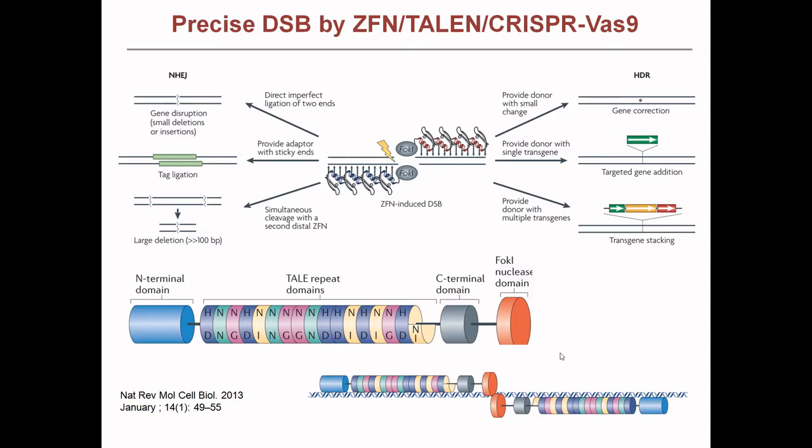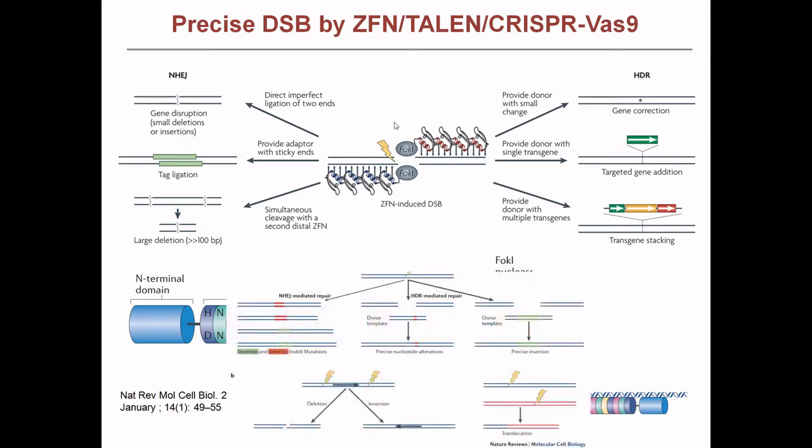So like the CRISPR, here after that double stranded break, if we go for non-homologous end joining, we can do the gene disruption, we can do the tag ligation, and we can do the large deletion. Same in zinc finger, same in TALEN. Similarly, if we have a donor, we can do the gene correction, we can do the targeted gene addition, or we can do the transgene stacking. So all these NHEJ and HDR can be performed by the zinc finger, by the TALEN, and by the CRISPR.